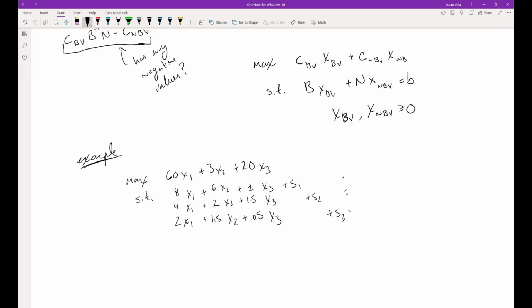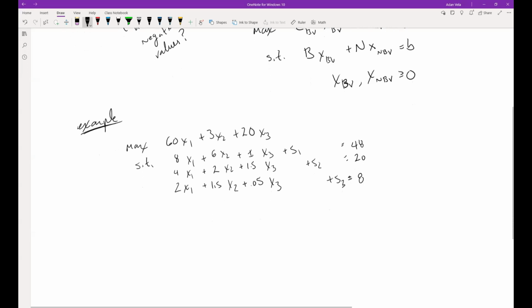Okay, so you'll see I've already put in the slack variables for this problem. And let's say we solved it and we already know what the optimal basic feasible solution is. This is all a given. In fact, this is the same example problem that we're constantly doing.